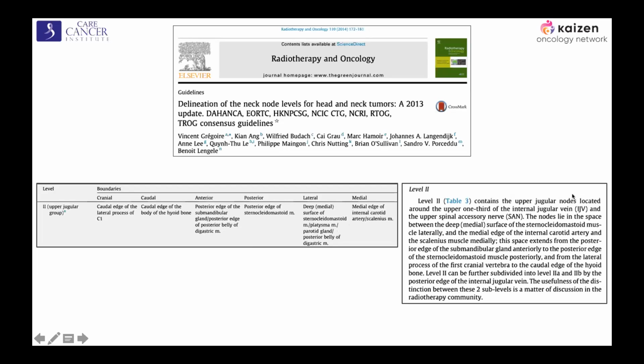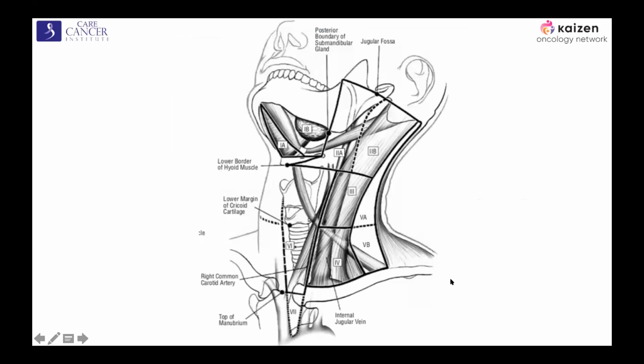So level 2 contains the upper jugular group of lymph nodes located around the upper one-third of the internal jugular vein and the spinal accessory nerve. This lies deep to the sternocleidomastoid and includes the internal carotid artery and the jugular vein. So as already discussed, level 2 can be further divided into level 2A and 2B by the posterior edge of the internal jugular vein. And the usefulness of this distinction between the two sublevels is a matter of discussion in the radiotherapy community, as we have already discussed. So this here is your level 2, all the way from the transverse process of the first cervical vertebra to the carotid bifurcation or the hyoid bone, and divided into 2A and 2B by the internal jugular vein.